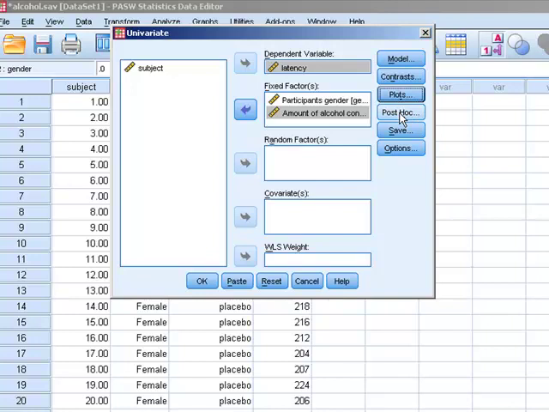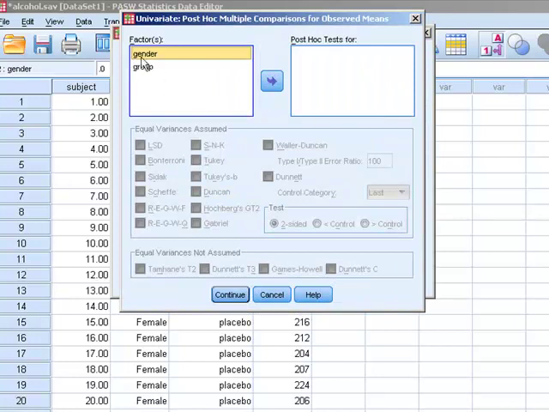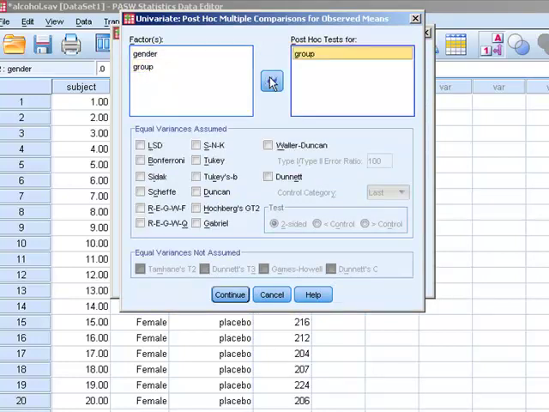Post hocs, because this is a 2x3 design, there is some value in doing post hocs. If there's an effect for gender, we know that males are different from females. If there's an effect for alcohol, we know that there's been some difference by dosage, but we don't know if the difference is between the placebo and the low, placebo and high, and so forth. So we go to post hoc. Actually, we only need to put the group in.